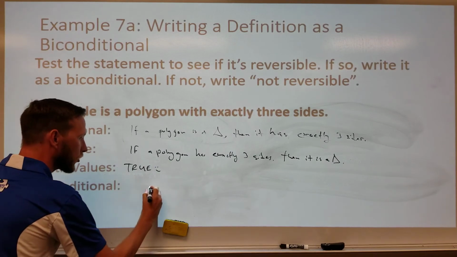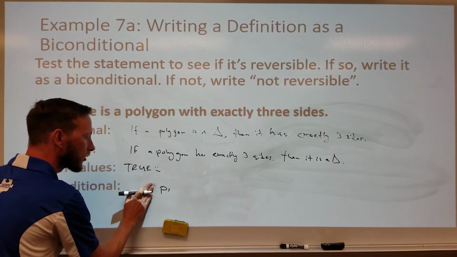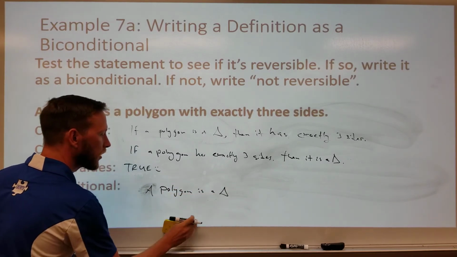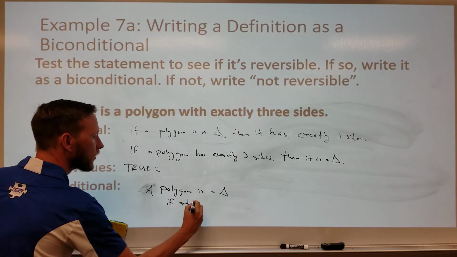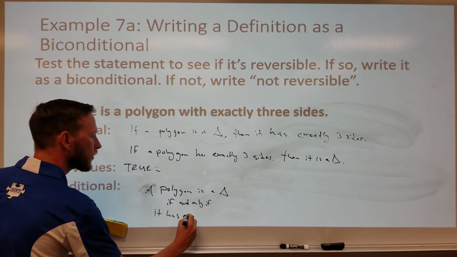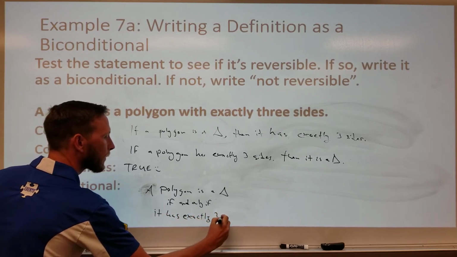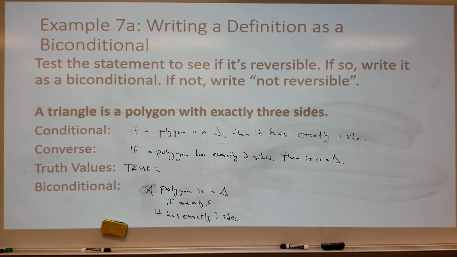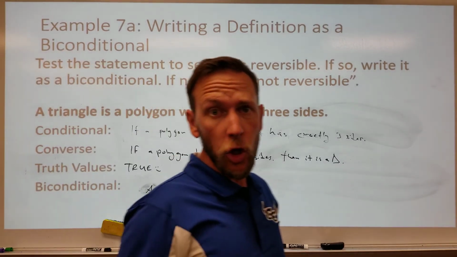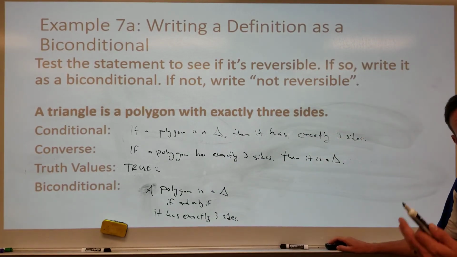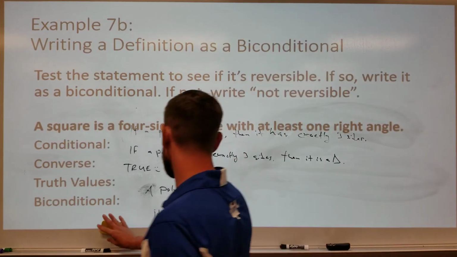So a polygon is a triangle. Should use a capital letter at the start of a sentence. A polygon is a triangle if and only if it has exactly 3 sides. All right? We have just taken a statement, we've written it as a conditional statement, we've written the converse of that conditional statement, shown that both are true, and therefore we have a good definition of a triangle. It's reversible. All right?